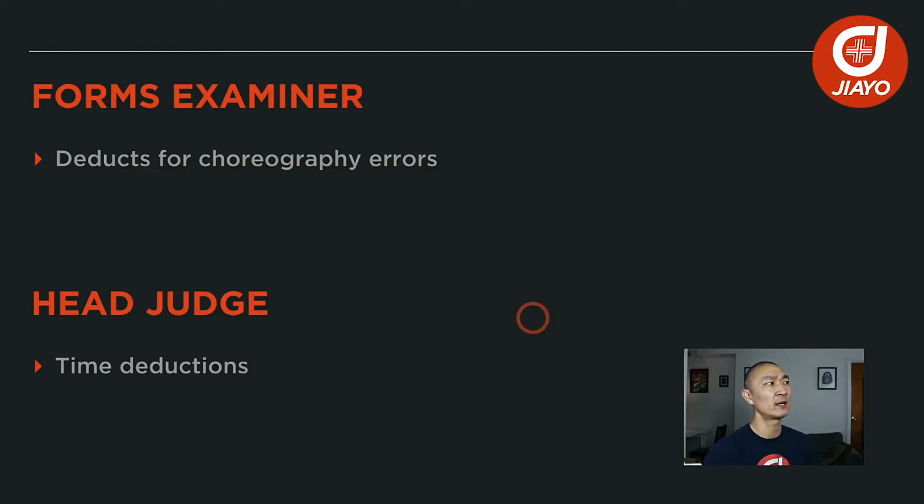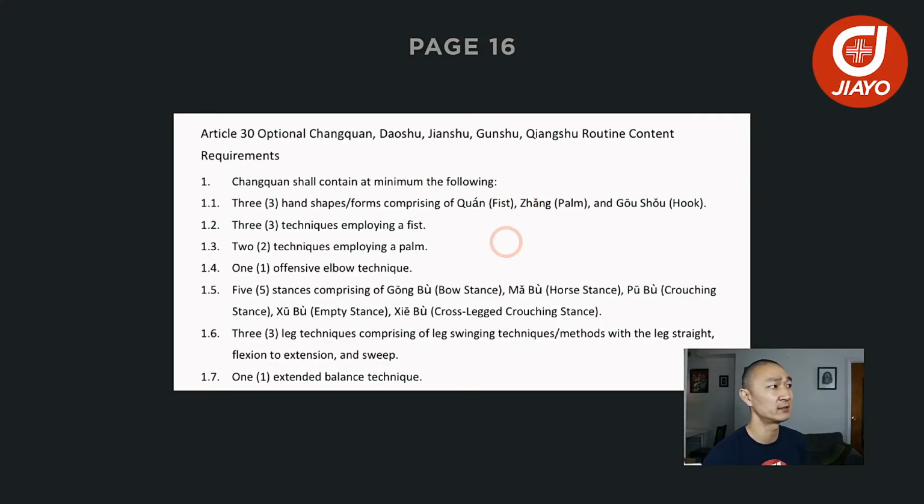Okay, and here we are with the final 2 people on the judging panel. We have the forms examiner who deducts for choreography errors and the head judge who deducts for time deductions. Let's talk about the forms examiner. So in all optional routines, events with degree of difficulty, there are content requirements. And here we're looking at the list. This is on page 16.